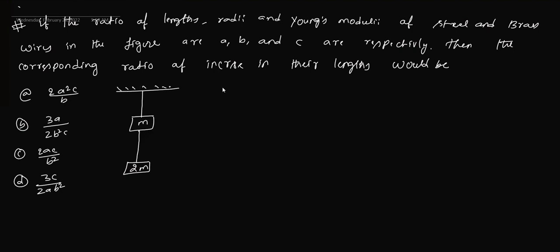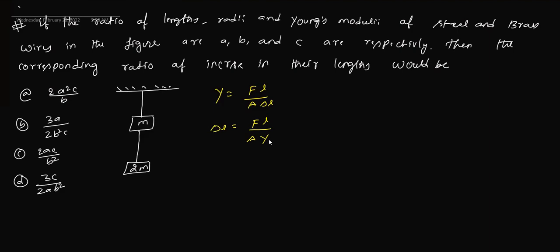So they're asking what the corresponding increase in their lengths will be, meaning delta L. We know that Young's modulus Y is equal to FL by A into delta L. They would like to know about delta L. Delta L equals FL by A into Y, which we get here.